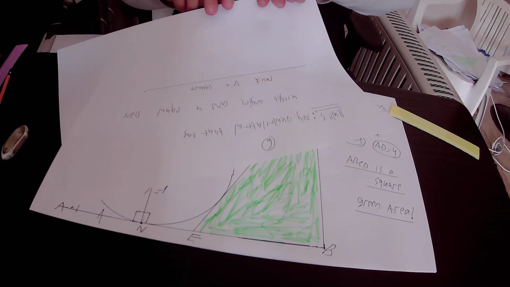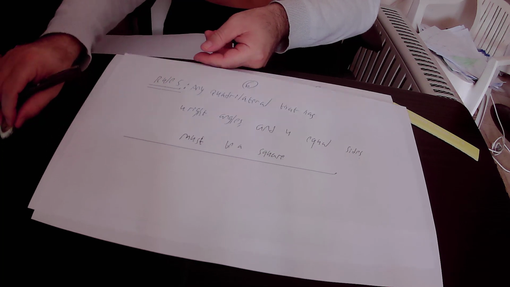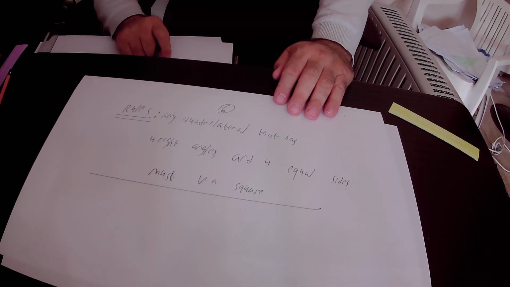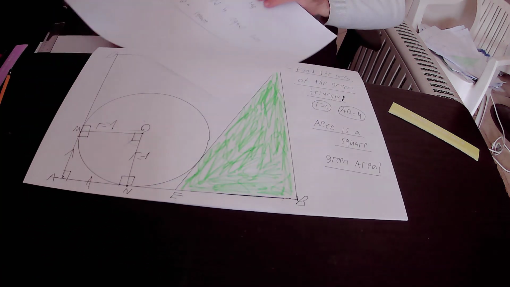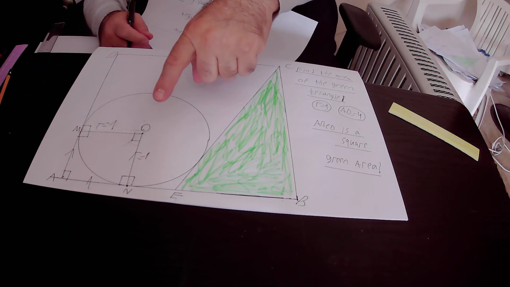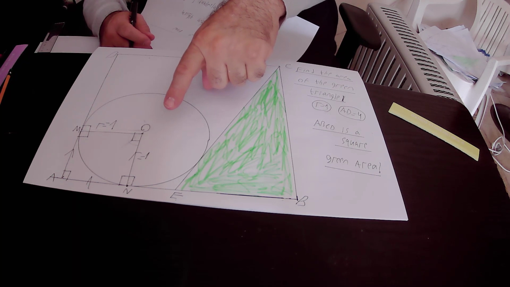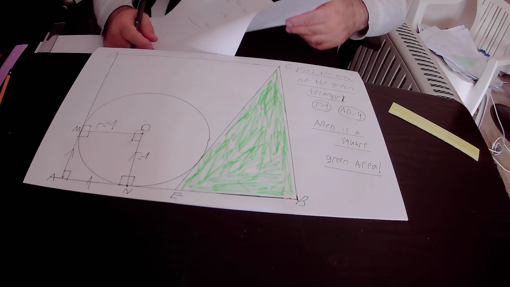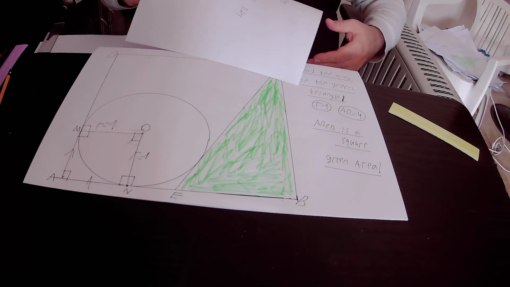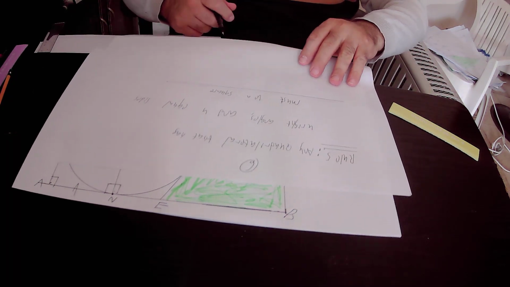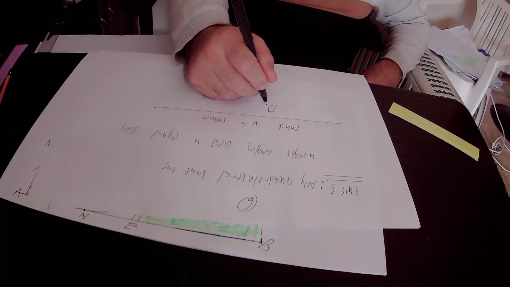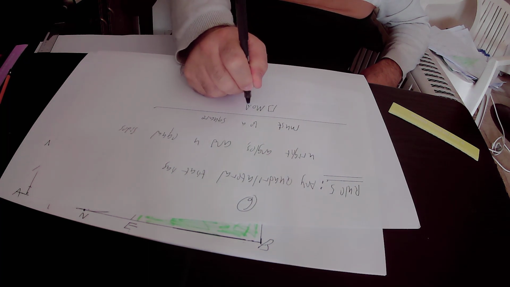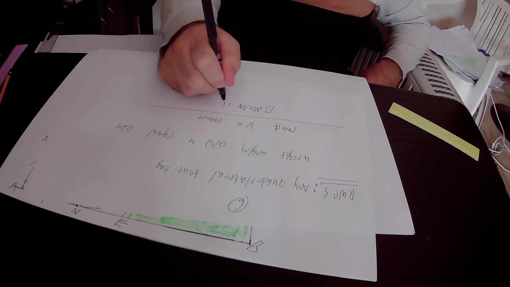So I will read rule number 5 again. According to rule number 5, any quadrilateral that has four right angles and four equal sides must be a square. And this quadrilateral MOAN has four equal sides and four equal angles, therefore it is a square according to rule number 5. Quadrilateral MOAN is a square.